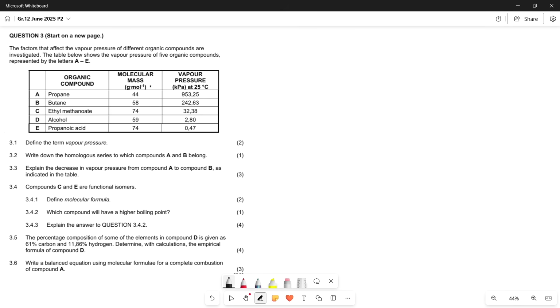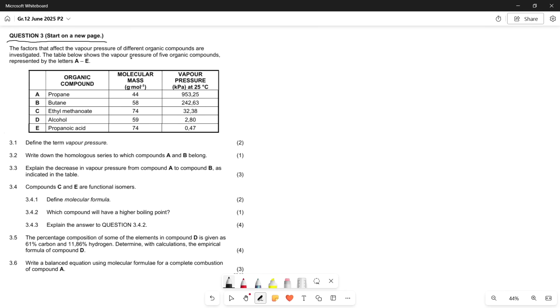So if boiling point is getting a bit confusing at this stage, we're about to break down question 3 of the June 2025 chemistry paper, where we're going to look at the standard form as well as break down the usual structure that they have in the June prelims and finals. Let's jump right in. It says the factors that affect the vapor pressure of different organic compounds are investigated.